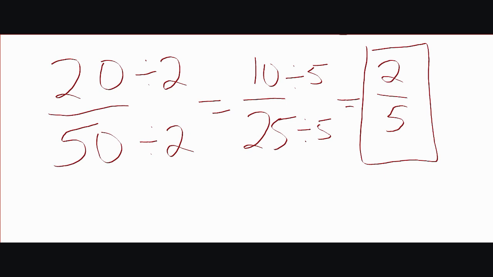And remember, we know the final answer is the final answer when you ask yourself the question, is there a number which goes into both the top and the bottom? And the answer is no. That means you found the fully reduced fraction.